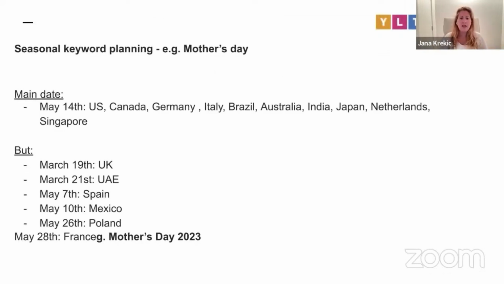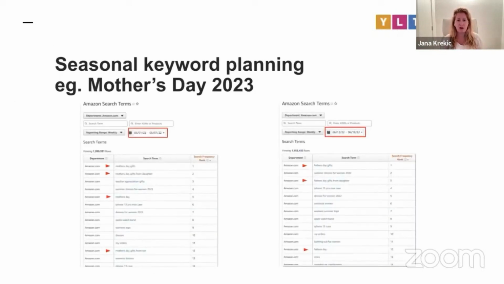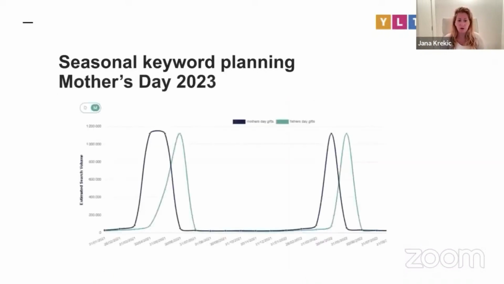Also, when it comes to localization, there's a good point about seasonal keyword planning. For instance, for Mother's Day, there are different dates because the main date in the US is May 14th, but it's March 19th in the UK, and so on. So you really have to pay attention to all the different seasons, and whether a certain country has an advent calendar or not, because not all countries do. And then, of course, you have to plan seasonal keywords for Mother's Day, making sure all of the marketplaces search for these terms, which varies from one marketplace to another.